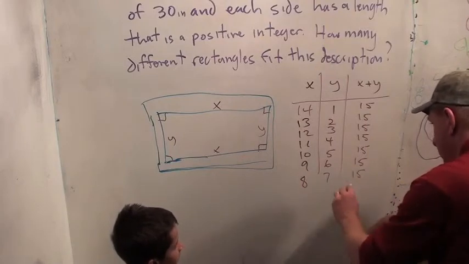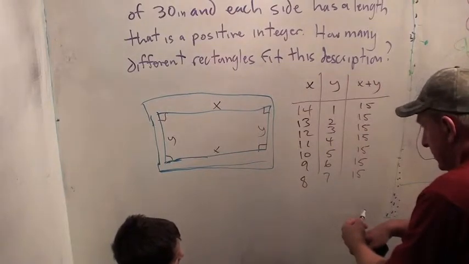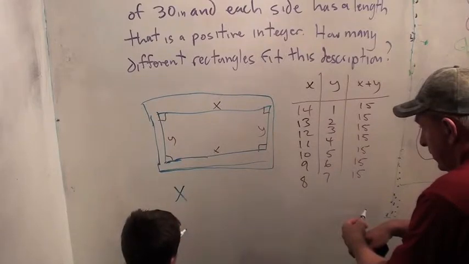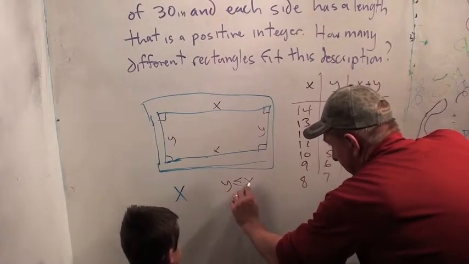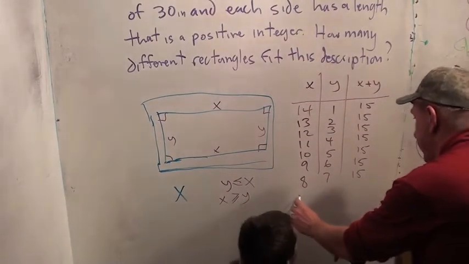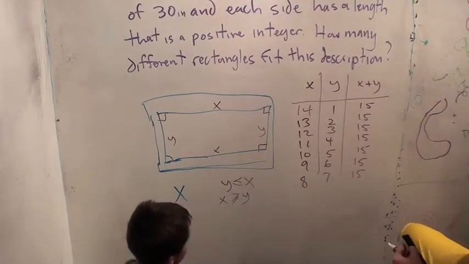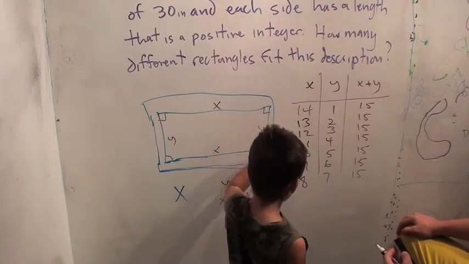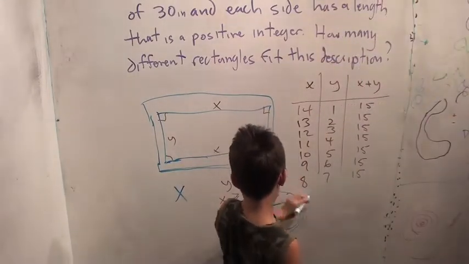Stop there. Why do we stop there? Because the next one, if we went down to 7, then that would be 8. But we said y is less than or equal to x, which means x is bigger than or equal to y. Okay, and 8 is bigger than 7, but if we went to the next one, we would have x less than y, which doesn't work. So very good. So how many different solutions are there? 2, 4, 6, 7. There's 7 solutions. Good job. Okay, you ready for the next one?